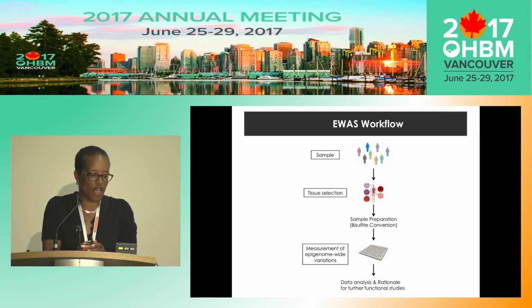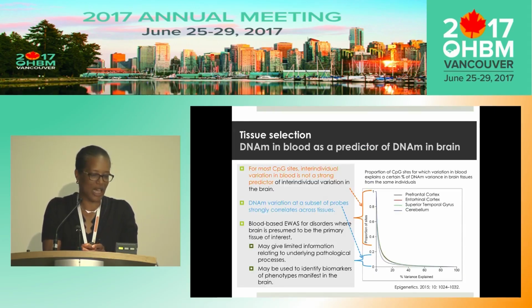And then you measure epigenome-wide variation, like in GWAS, using array technology to measure changes in methylation levels. And then, of course, the difficult thing is to analyze and interpret your results, but that's another part. Just to mention shortly the effect of tissue selection when doing your EWAS studies, I will focus here on whether blood can be used as a good predictor for DNA methylation in brain.